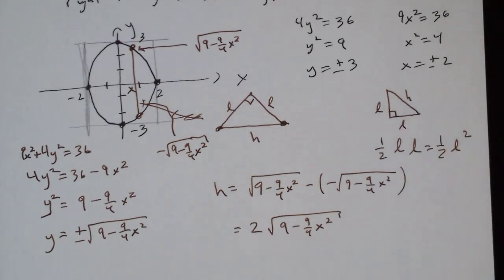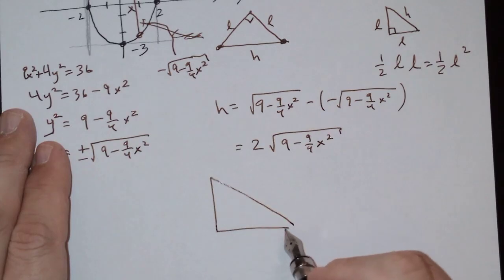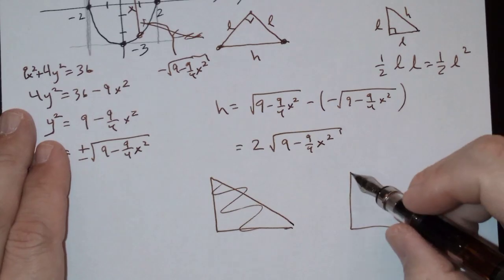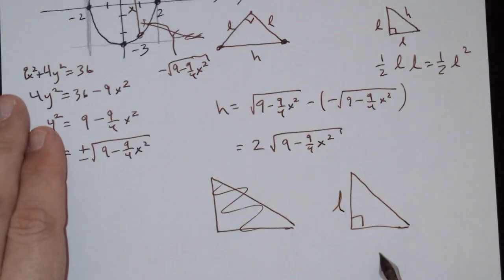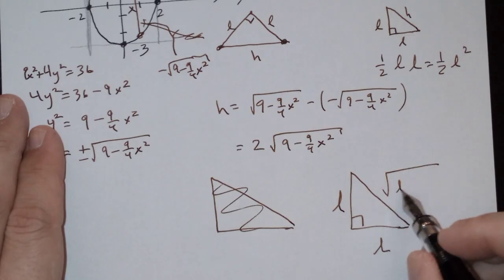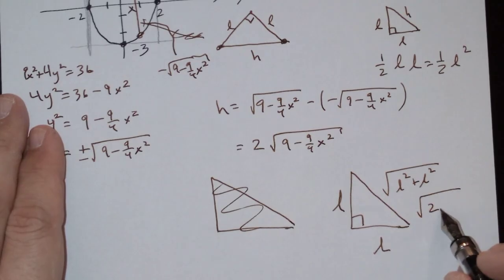Okay. Now I've got to go back over here, because I've got to figure out what L is. Oh, that's a really bad version. I want these to be the same length. Let's try and make them the same length, Josh. There. If this is L and this is L, by Pythagoras, this is the square root of L squared plus L squared, right? Well, that's the square root of 2L squared, which is the square root of 2 times the square root of L squared.